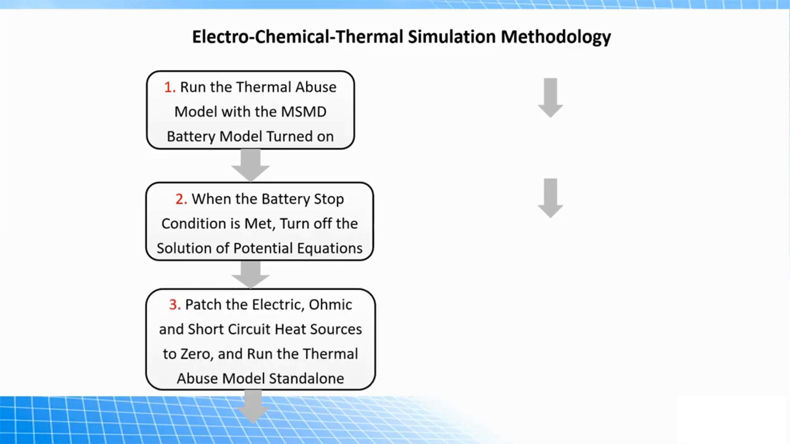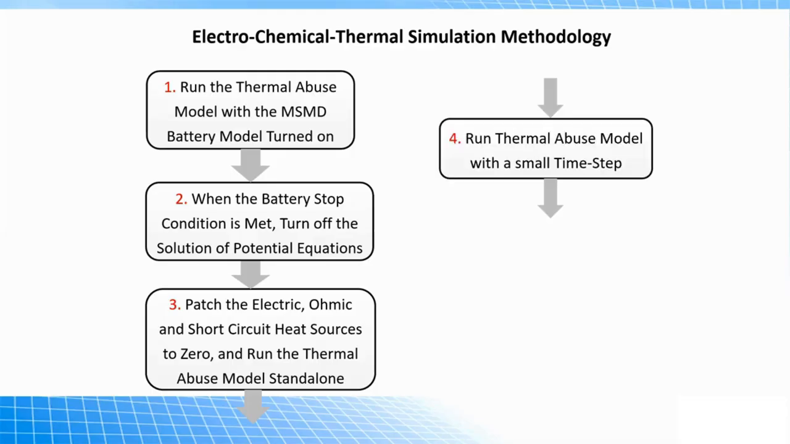After that point has been met, you turn off the electric, ohmic, and short circuit heat sources, or you set those to zero, and you run the thermal abuse model standalone. The idea here is you're turning off those exothermic reactions. You're not looking for those anymore. And now we just want to see what happens to the temperature as a result of those reactions.